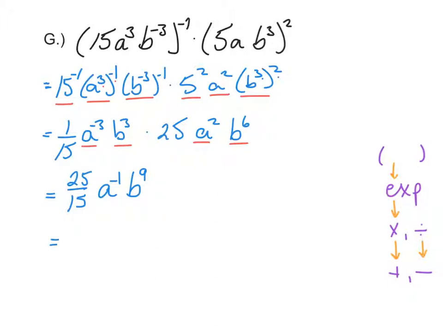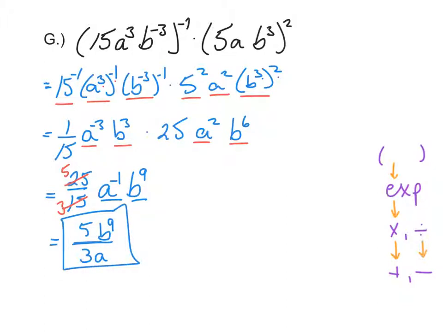One more small piece of simplifying. With this fraction, 5 is a factor both in the numerator and the denominator. We cancel out a 5 and we'll get 5 on top, 3 in the denominator. So, all together, we'll have 5 over 3. And the a, since it has a negative exponent, will go in the denominator, a to the first. The b is already positive, so it goes in the numerator as b to the 9th. And that is the expression simplified.